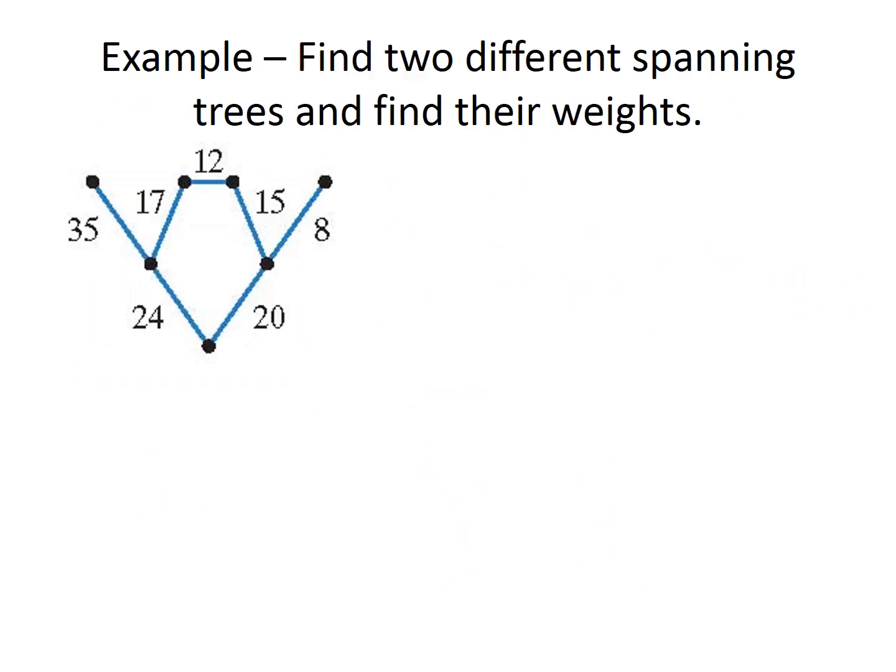So find 2 different spanning trees and find their weights. These vertices aren't labeled, so I'm just going to put them in the pattern that they are in. So we can see again, this is that same shape as that first graph, that there is a circuit here. So we want to take from the edges that are already there. Here's one possible spanning tree. Contains no circuits.